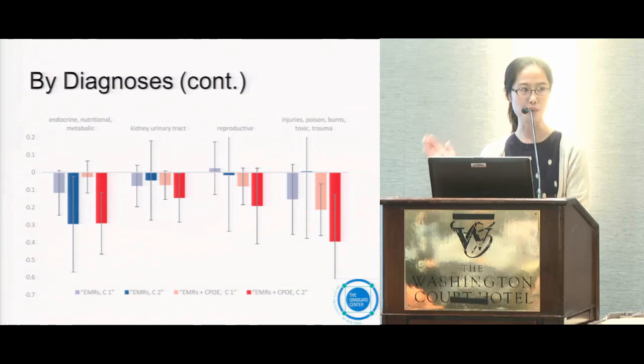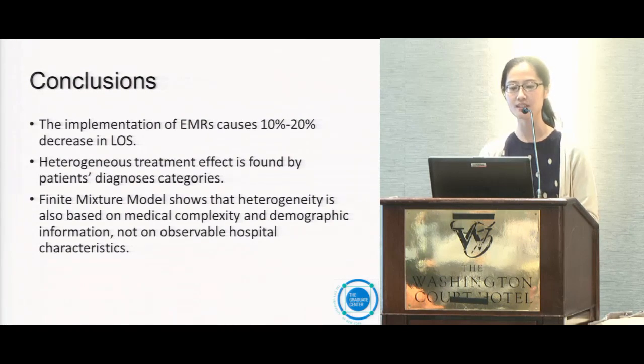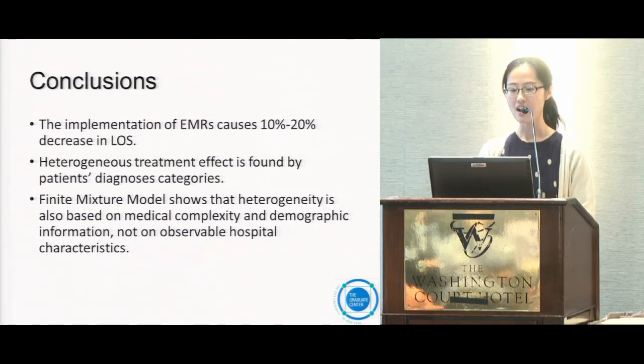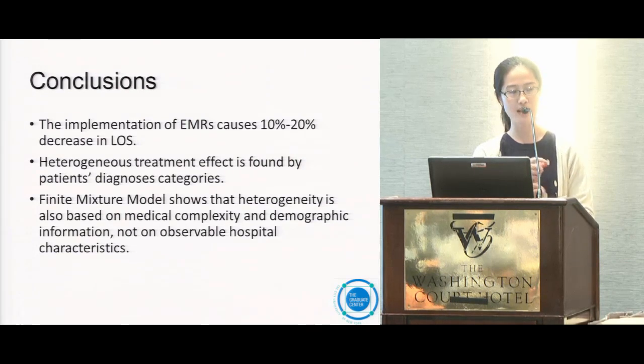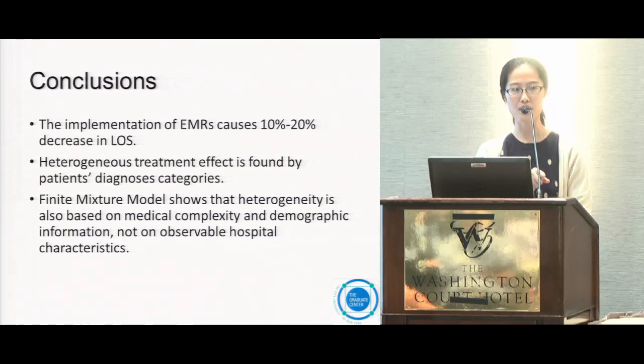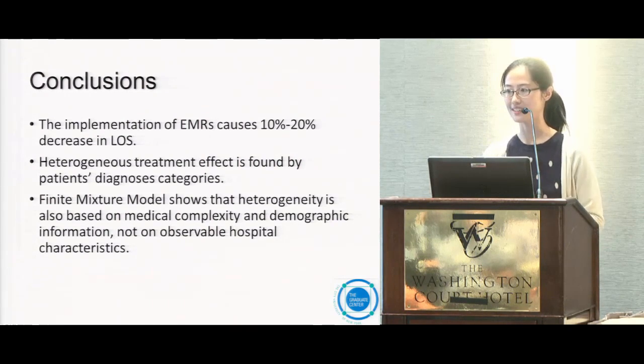And here is just some more information on how the effect changes. Okay, so in conclusion, the implementation of an EMR system can drop the length of stay by 10 to 20%. Heterogeneous effects do exist. We can find that based on different diagnoses. And the finite mixture model shows that there are at least two types of patients, the ones who are being affected more and the ones who are not being affected. And the majority of the population are the ones who are not being affected that much. So that's my talk. Thank you.